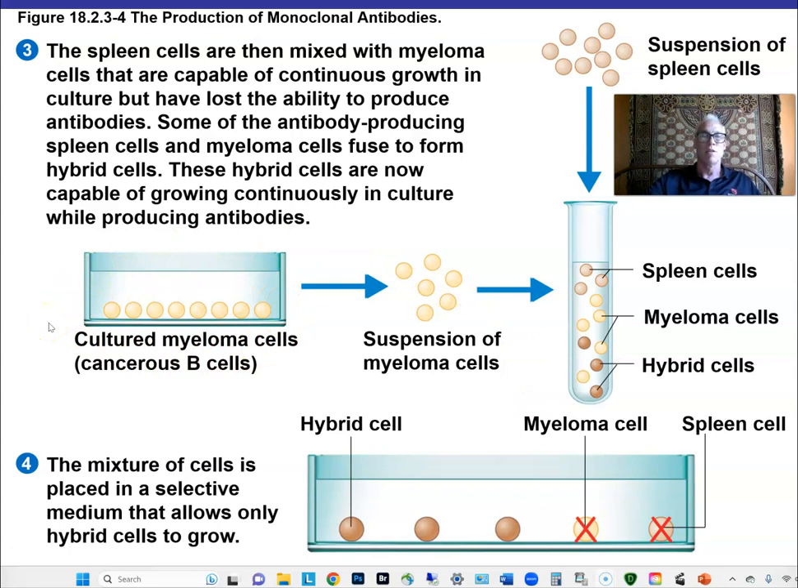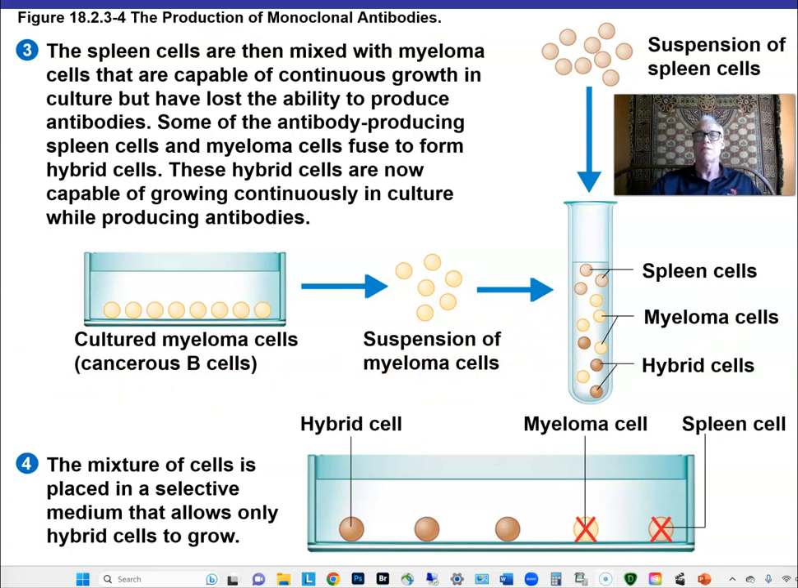and then take some cells that are called myeloma cells. It's a type of B-cell cancer. You can grow the myeloma cells in culture forever. It's called a cell line. Mix together the myeloma cells with the lymphocytes from the mouse, and you can induce the fusion of the myeloma cells with the lymphocytes. So two cells will fuse together into one large cell, and then once that happens, you can grow those fused cells in tissue culture, and they'll produce antibody.